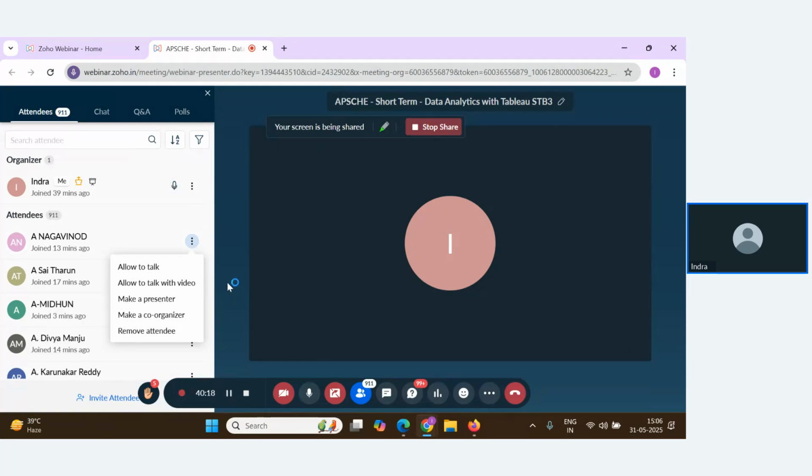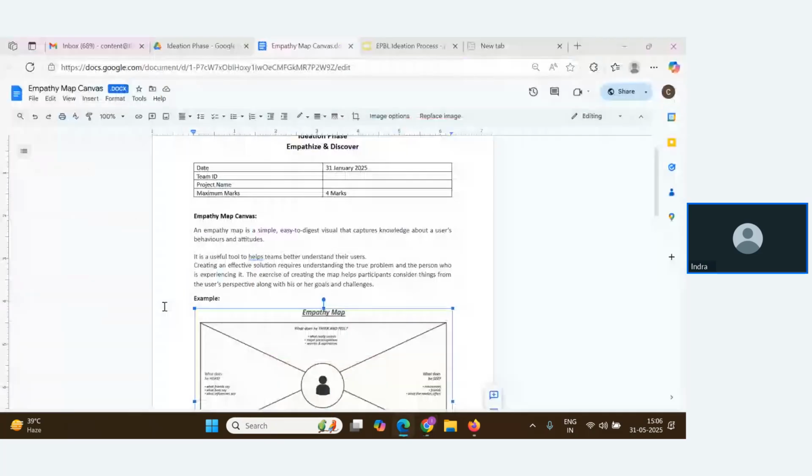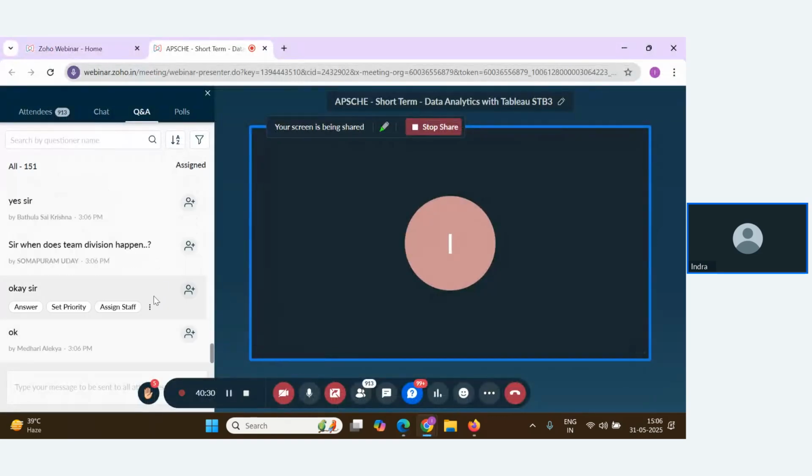Then I cannot promote you as a co-organizer because you are not on the top. You have to come on the top, then only I can make you the co-organizer. Please, clear? I hope that is clear. We'll discuss those things later, guys. Please do not divert from the topic we're discussing. Soma Puramodaya, please wait for some time.